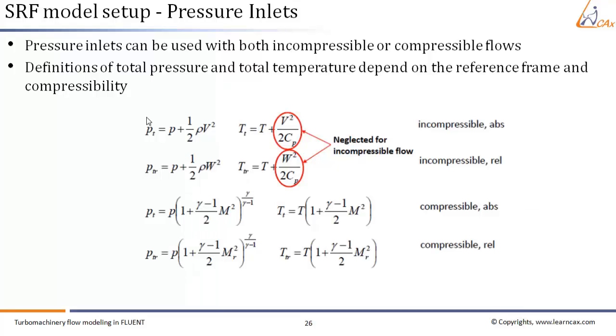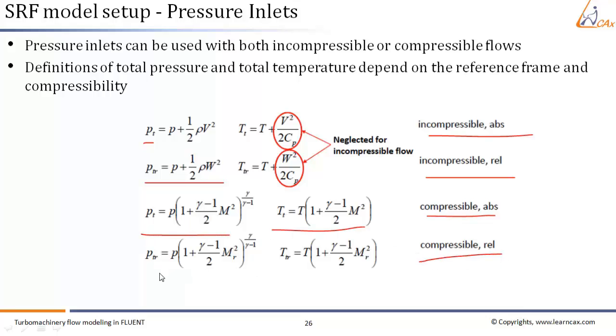Next is pressure inlets. The pressure inlet boundary condition can be used for both compressible and incompressible flows. The definition of total pressure and total temperature will depend on the reference frame and compressibility. In the case of incompressible flow with the absolute formulation, the total pressure is defined using absolute velocity. When we are using the incompressible relative formulation, this is the definition of the total pressure. When you are using the compressible and absolute formulation, this is the definition of the total pressure and temperature. And in the case of the compressible relative velocity formulation, this is the definition of total pressure and total temperature.